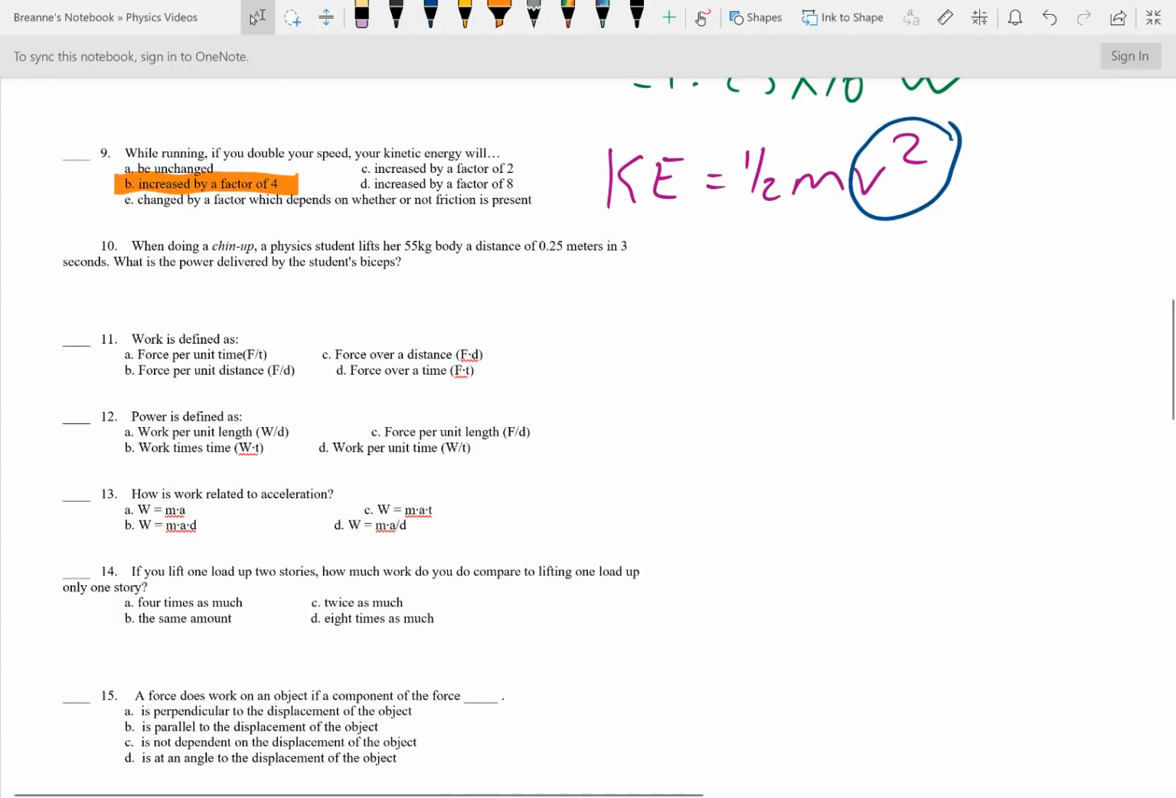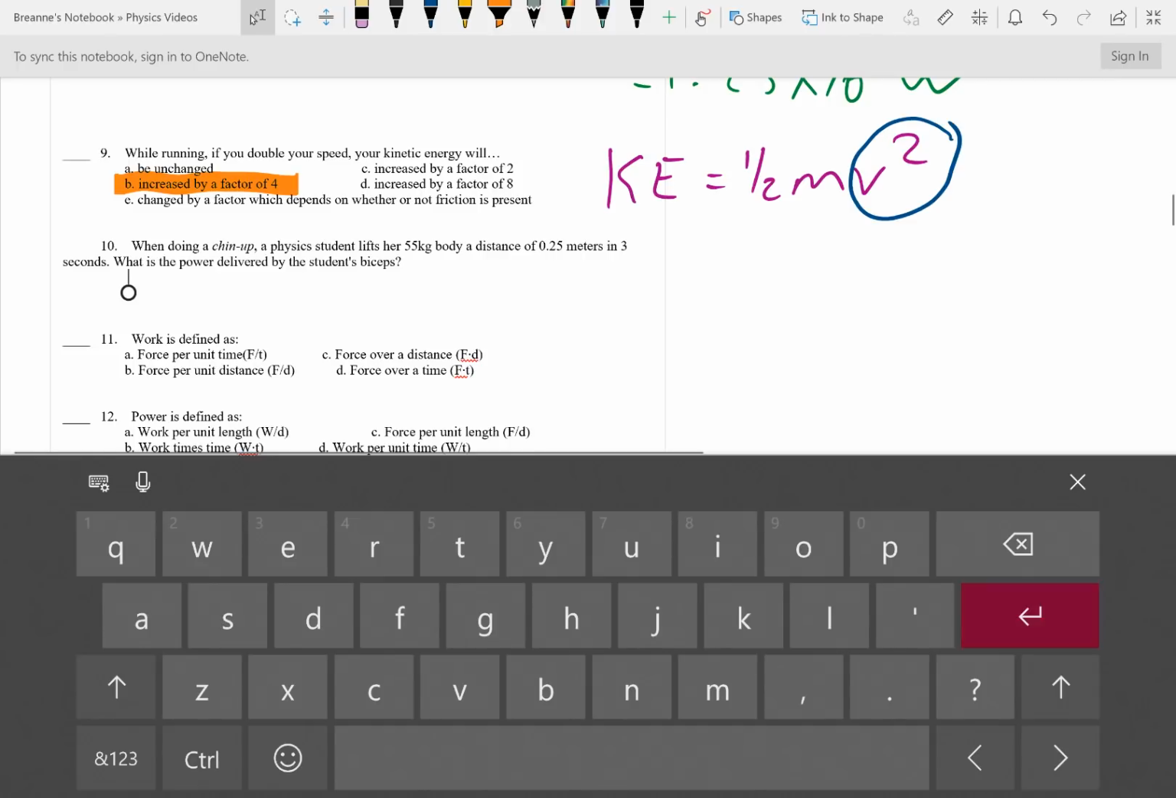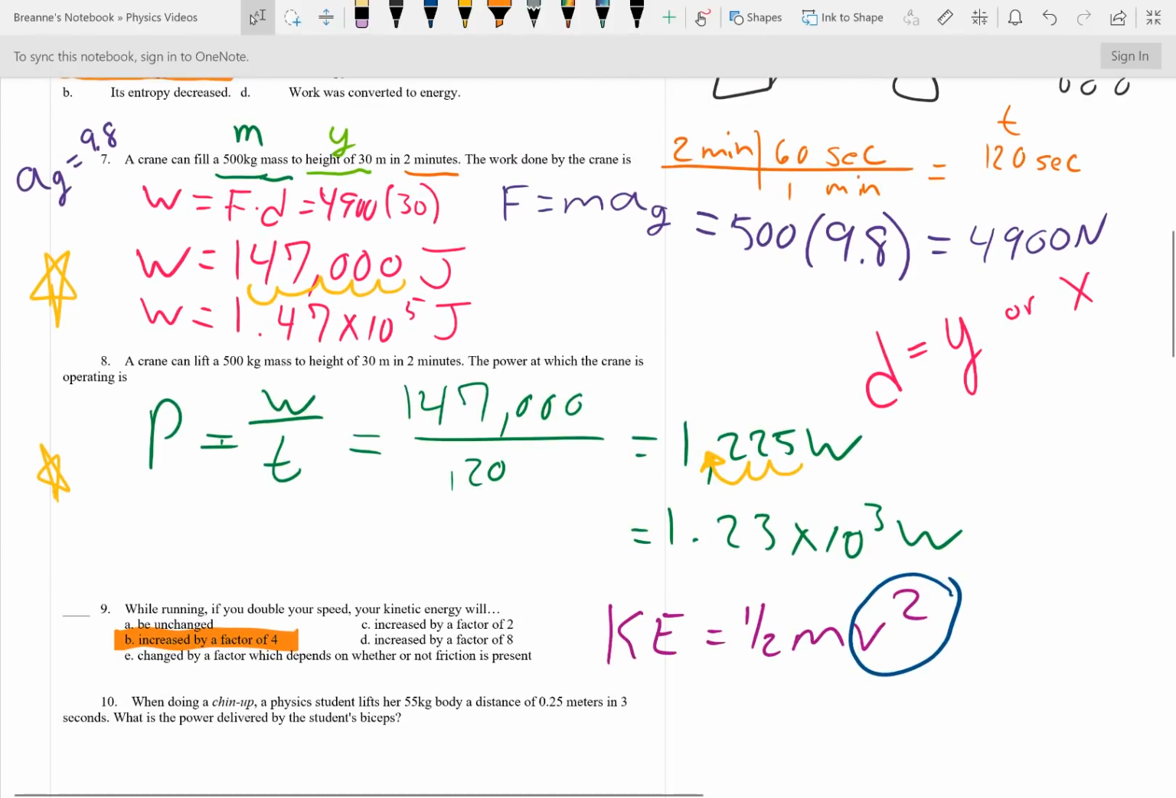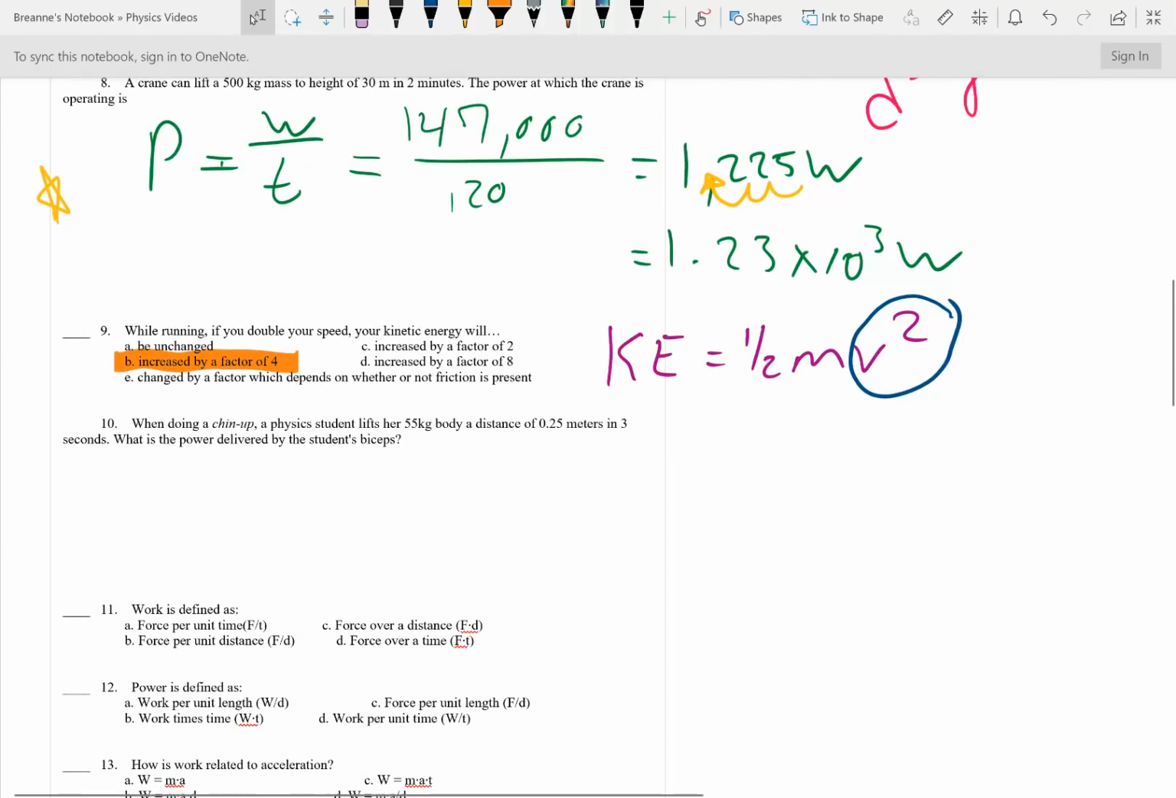When doing a chin-up, a physics student lifts her 55 kilogram body a distance of 0.25 meters in 3 seconds. What is the power delivered by the student's biceps? So this one is very similar to 7 and 8. It's just combined. You have to find your force, then find your work, and then you can find your power. So it's a 3-step. This one was very similar to your energy entrance ticket number 3.